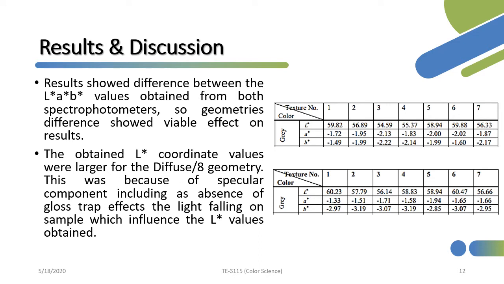The second point showed that overall L values obtained by diffuse/8-degree geometry were greater than those of 45/0-degree geometry. This can be because diffuse/8-degree geometry used the specular component of light, while the specular component was excluded in the case of 45/0-degree geometry.